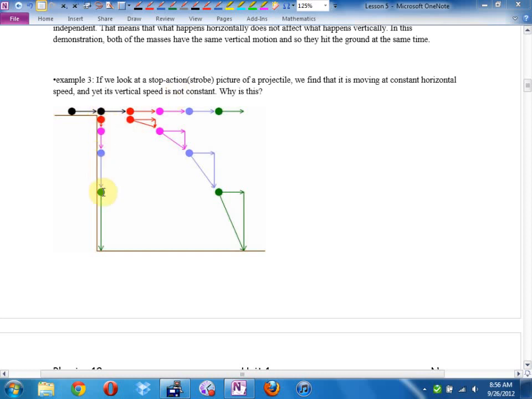If you looked at dropping an object and at the same time you shot another object sideways and you strobed the photos every 1/10 of a second, you would see something like this. You would see horizontally it was traveling the same distance, vertically it was falling further. Why? Horizontally, what's the acceleration? Do you remember? 0. Vertically, what's the acceleration?